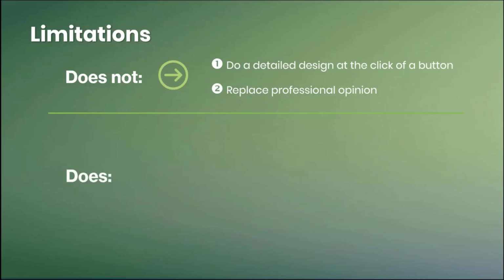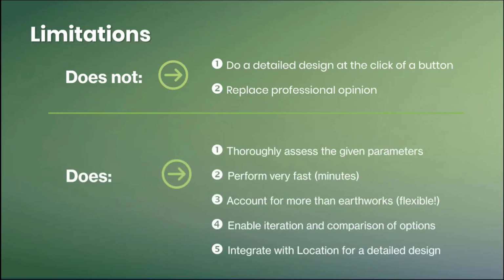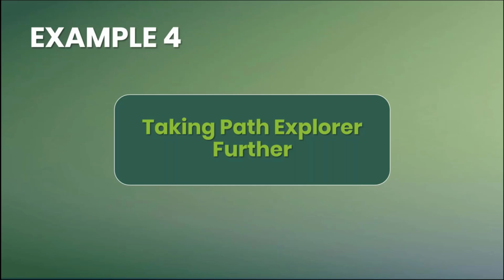But what Path Explorer does, and just to recap it a little bit, it really does thoroughly assess parameters. It performs very fast, even though sometimes those 30-second runs in a webinar feel like forever. It can account for more than earthworks, as we talked about with some of those spatial constraints. It also allows you to iterate and compare different options, adjusting different variables and seeing what the impacts are. And then, as we're going to show you right now in our final piece of the webinar, it integrates into our location module to allow you to get a more detailed design. And with that, example number 4, let's take Path Explorer a little bit further. Matt, back to you.